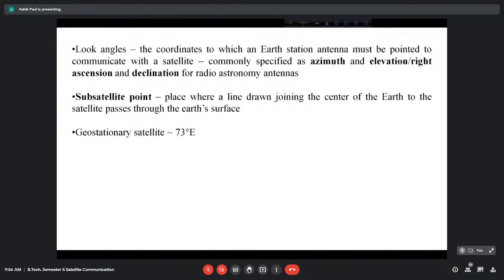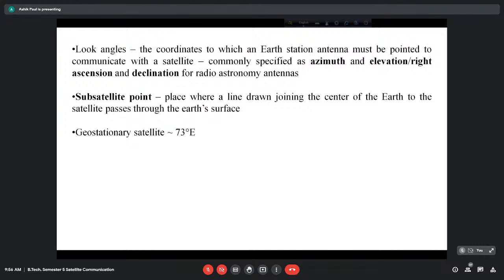But is this information enough to set up your antenna? No, sir. Why? So we will need the elevation angle also. No, that elevation we have to calculate. That is a separate thing that I will come to. If somebody tells you that it is 73 degree east, then is this information enough?